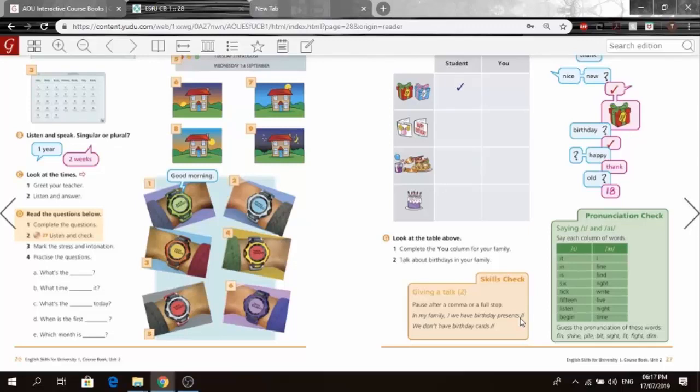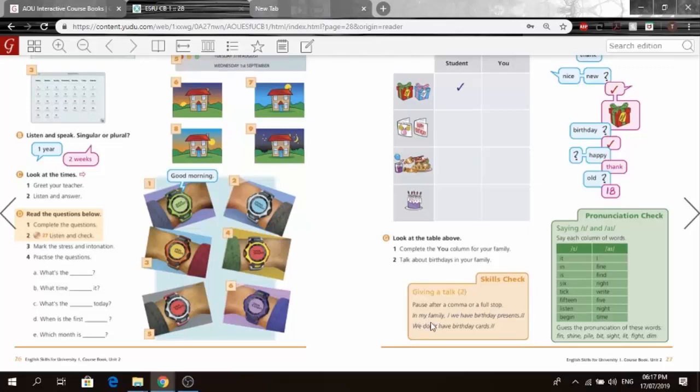Like when it's a comma, it means that it's not a red light, it's more of a yellow, right? Like slow down, go easy, right? But don't stop completely or you'll ruin everything, okay? So just go for 1 second. So I could say, pause after a comma or a full stop.